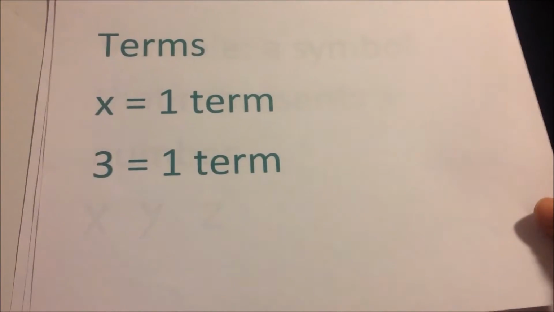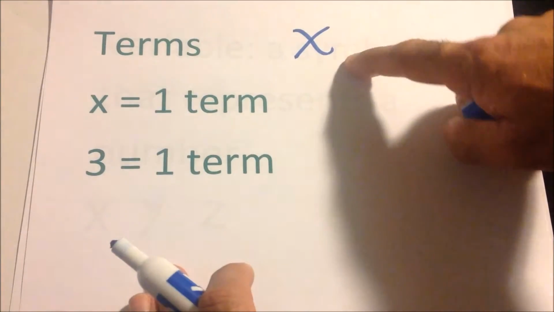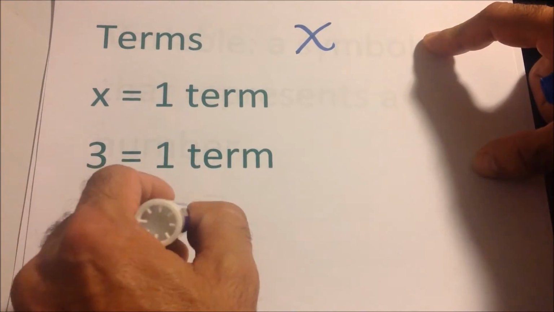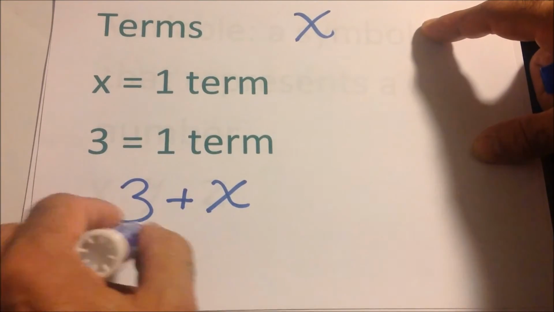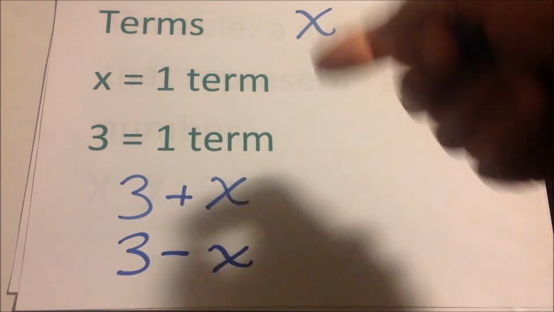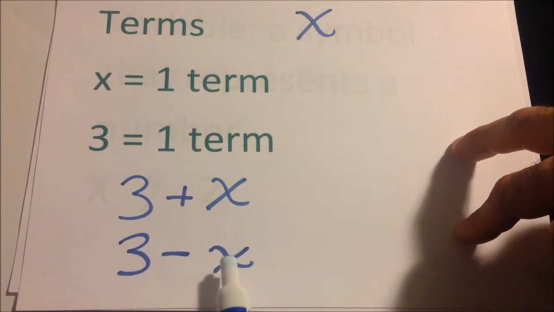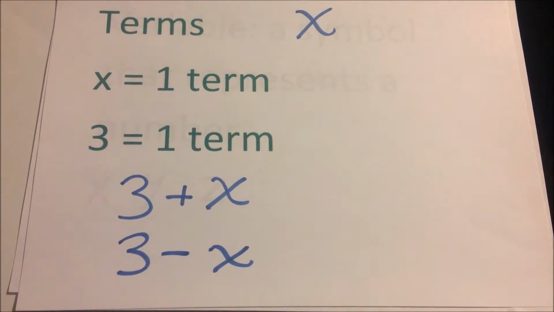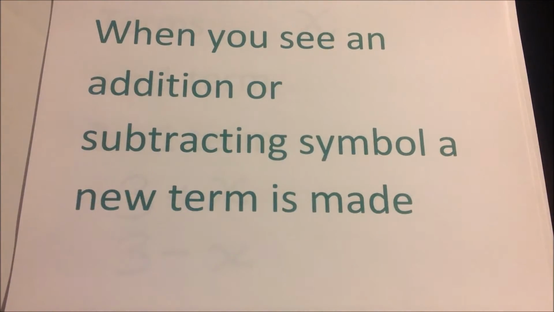And we need to know what terms are. So when you just have one thing, you have one term. So if I just had x, that's one term. A 3 is one term, a 5 is one term. The minute you have a plus or a minus sign, you have two terms. So this is 3 more than a number. Or sometimes we can have subtraction, as long as it's plus or minus. So here we have two terms. So this is saying x less than 3. Actually, you would say a number less than 3. And we'll go over that in a minute. So again, when you see an addition or subtraction symbol, a new term is made.